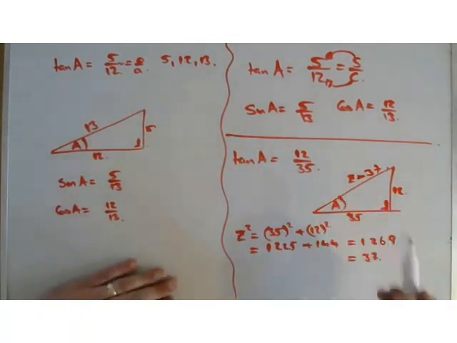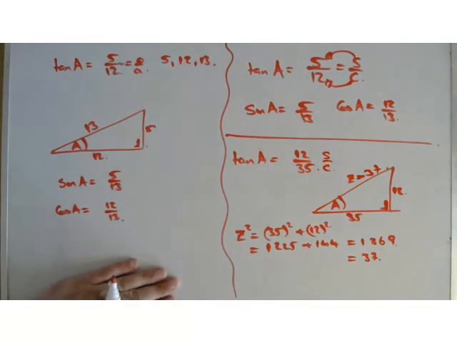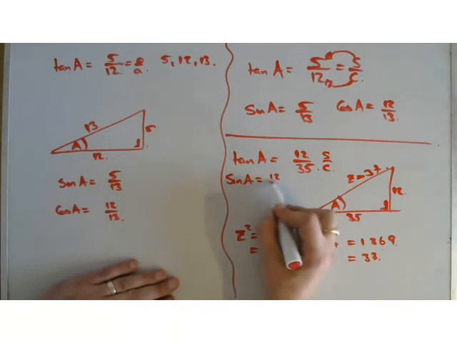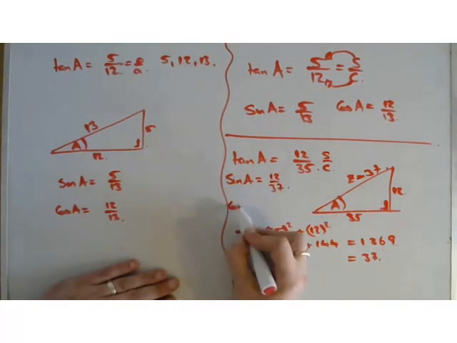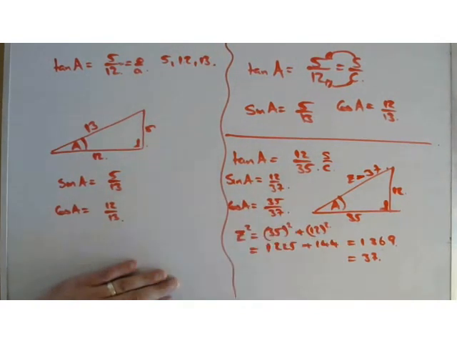So we now know that this is sine over cos. So sine of A is 12 over 37, and cos of A is 35 over 37.